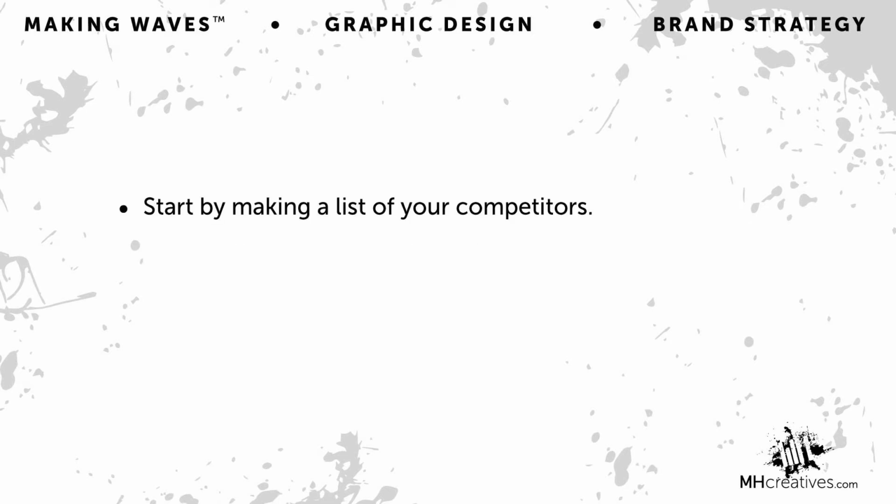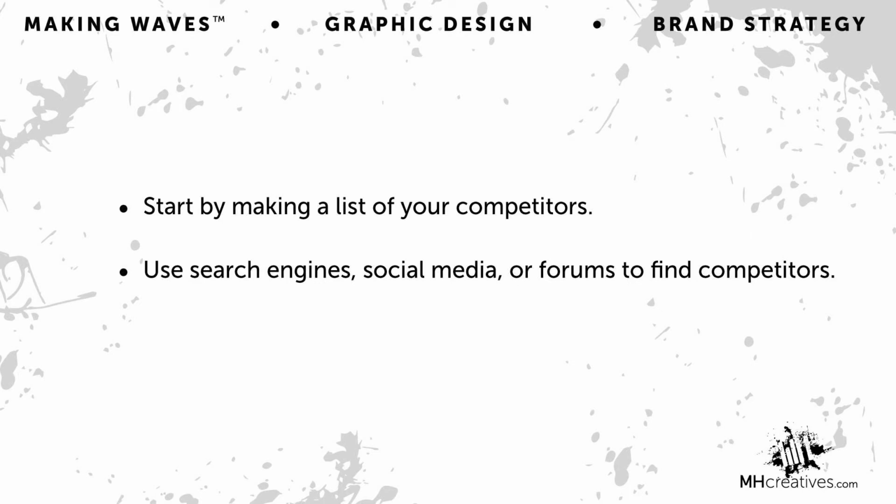Start by making a list of your competitors. Search for businesses that offer similar products or services to yours. You can use search engines, social media, or forums to do this. You should search for competition that is local, national, or even global. You may determine that some of these businesses are not direct competition, but at least you have made an educated decision instead of an uninformed one.